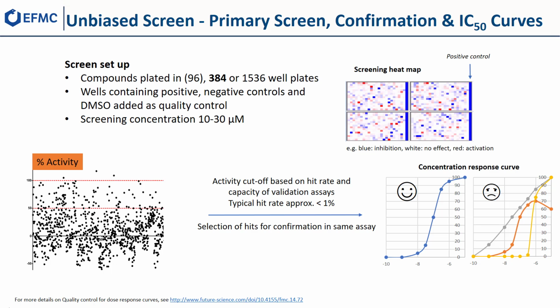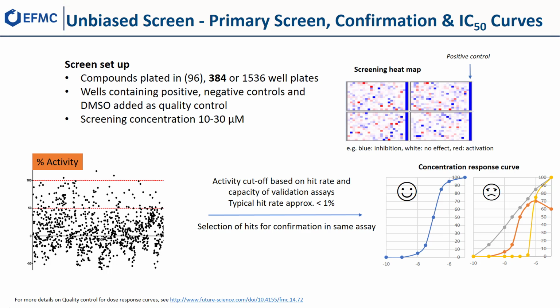So now you're ready to run your screen. Your compounds are plated in 96, 384, or 1536 well plates. Some of the wells contain the positive control, some may contain negative controls, and DMSO as quality control, DMSO often being used as the actual negative control. Typically, you screen your compounds in concentrations ranging from 10 to 30 micromolar.